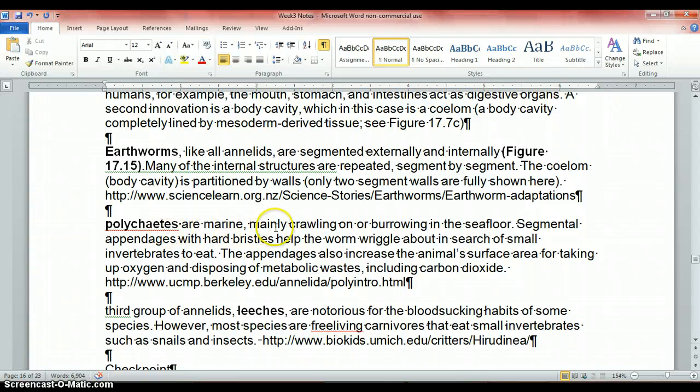Polychaetes are marine, mainly crawling on or burrowing in the seafloor. Segmental appendages with hard bristles help the worm wriggle about in search of small invertebrates to eat. The appendages also increase the animal's surface area for taking up oxygen and disposing of metabolic waste.